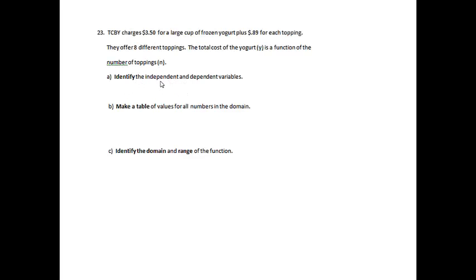Remember, independent, you have total control over this. What do you get to choose? Do you get to choose the total cost of the yogurt, or do you get to choose the number of toppings? You definitely get to choose the number of toppings. So the independent variable is going to be the number of toppings. Okay, and then the dependent variable, what depends on how many toppings you choose, it would be the total cost. So the total cost will be our dependent variable.